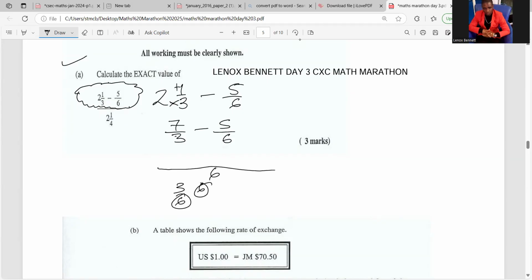3 into 6 goes 2 times, so we multiply it by the numerator. 7 times 2 is 14. 6 into 6, 1 time, so we multiply the 5 by 1, 5 times 1 is 5. So we just subtract, right? 14 take away 5 will give us 9 over 6. Now, the line means divide. So this line is divide.